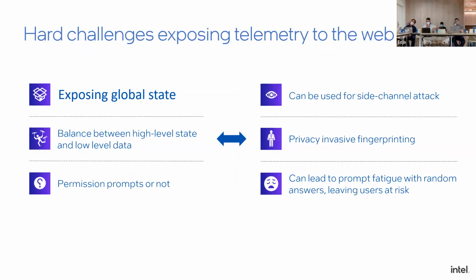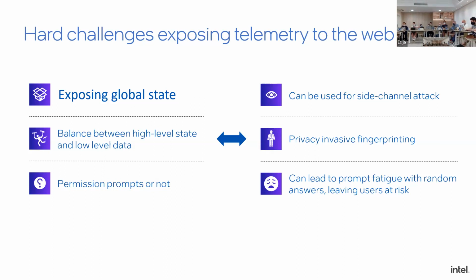There are of course a lot of challenges in doing so. First of all, something like a CPU pressure state is global state, so it could potentially be used for sharing data between apps that are not supposed to share data, for instance, one in incognito and one not in incognito.